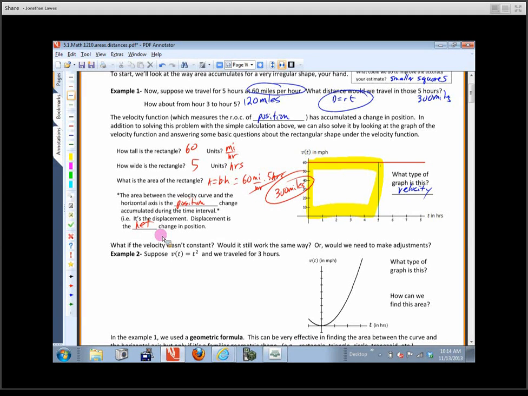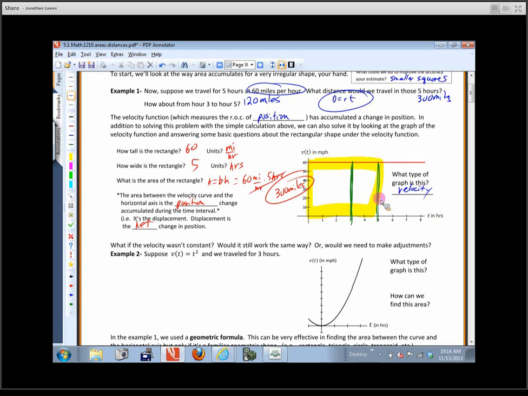So the cool part about this is I don't have to use this entire rectangle. I used this portion from 0 to 5 to figure out the answer to that first question. What if we said from hour 3 to hour 5? Well, the rectangle wouldn't start right here, it would start right here. So the area underneath this velocity curve and the horizontal axis would start right here. Put a wall up right there and stop right here, put a wall up right there. And it's this nice geometric shape, this nice rectangle.